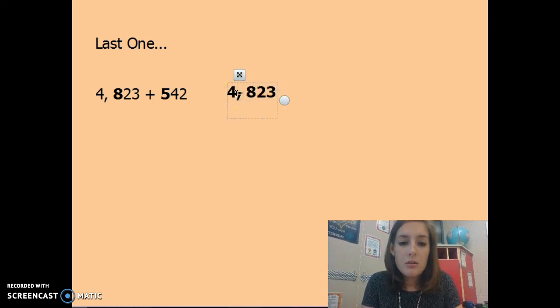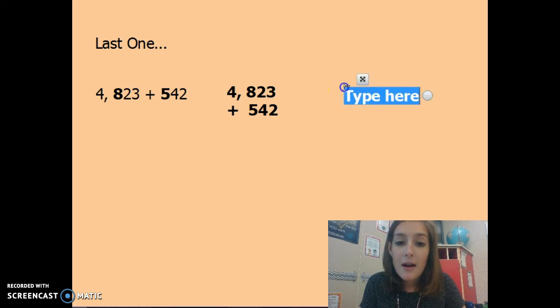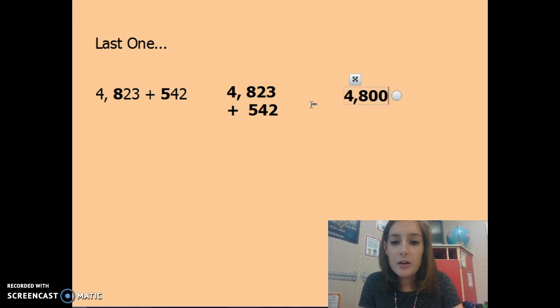823 plus 542. But did we round it to help us estimate easier? No. So let's look at it. We know that we have to round to the nearest 100. So this is now going to be what? Try to solve it on your own for a second. Okay, it's going to be 4,800 plus 500.